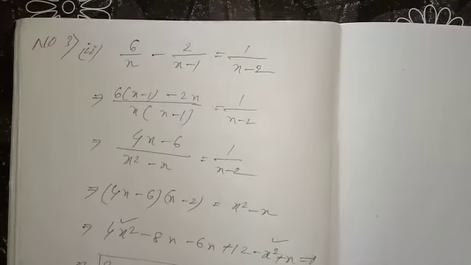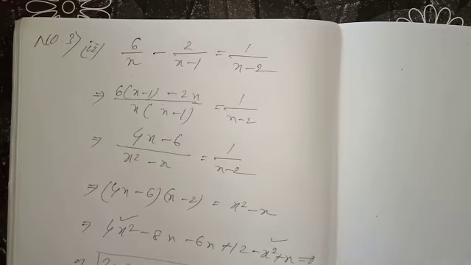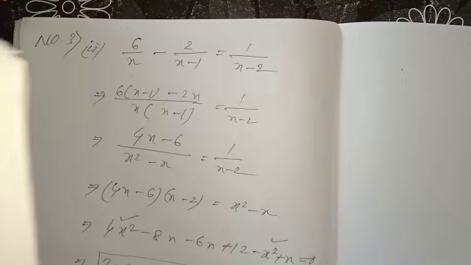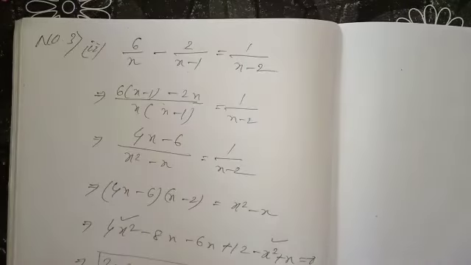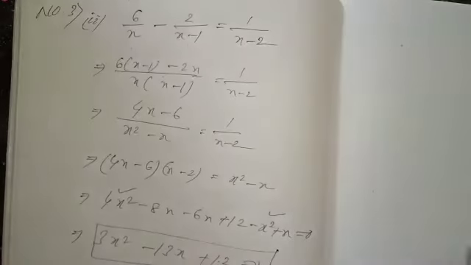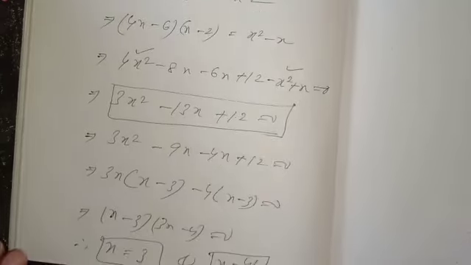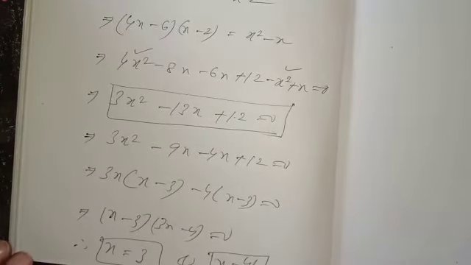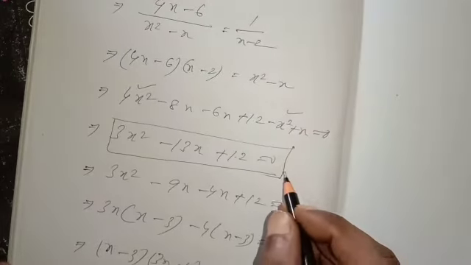The question given is 6 by x minus 2 by (x minus 1) is equal to 1 by (x minus 2). I am doing the chapter test. The chapter is Quadratic Equation from the book ML Agarwal for class 10 ICSE board. Question number 3 second part completed. Let us go to question number 4. You have to practice at home. I have applied the factorization method, solving the quadratic after converting into standard form. This is the main thing.